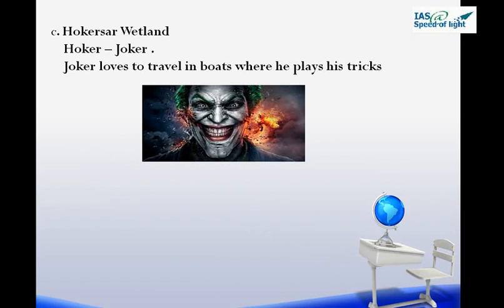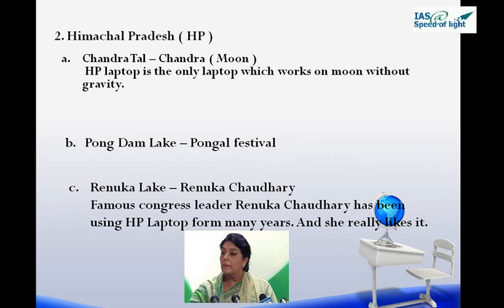Jammu Kashmir has now three wetlands. First one was Wular Lake, or Woolen Clothes. Second was Taso Moriri, it was Mohini. And third was Joker, or Hokarsar. Now the second state is HP laptop, and that is Himachal Pradesh.